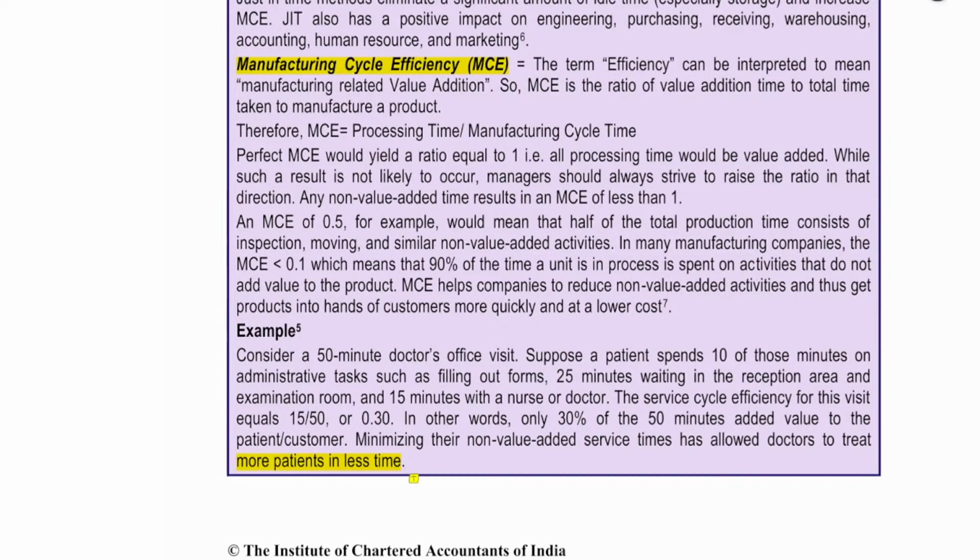Last 1 or 2 minutes are available with you, beta. Also try to interpret. Suppose the manufacturing cycle efficiency is 20%. What does it indicate, 20%? It is also nicely explained in the study material on page number 22.